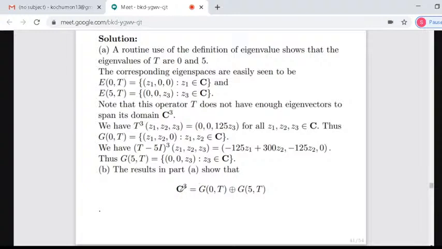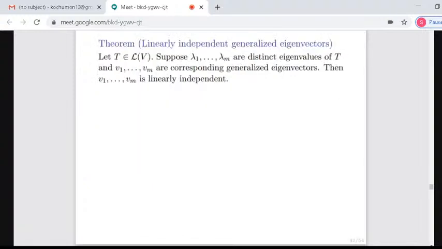So this is crucial. We had two eigenvalues, and C3 could be written as the direct sum of generalized eigenspaces corresponding to the distinct eigenvalues, which are 0 and 5 in this case. And again, this is a general thing. To move towards that, this is the analogous theorem.